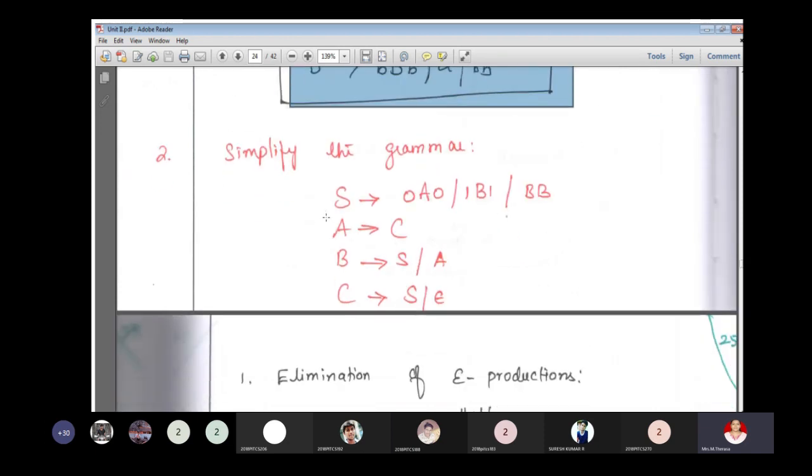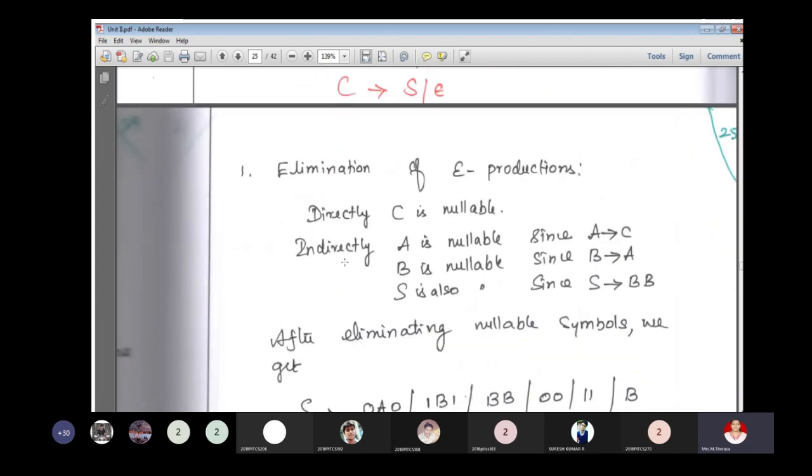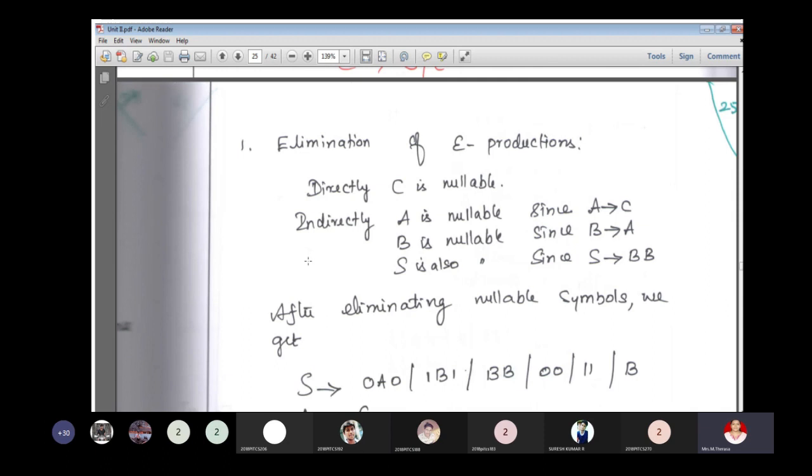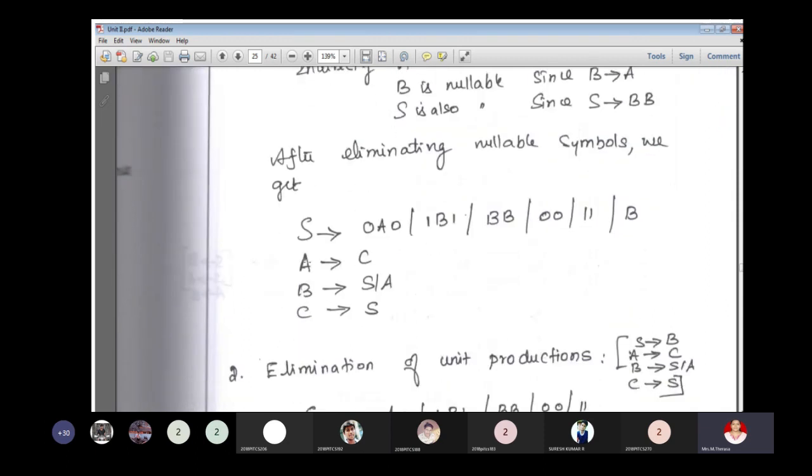Okay, we'll see another example. Simplify the grammar. S tends to 0A0, 1B1, BB. A tends to C. B tends to S or A. C tends to S or epsilon. So here we can see, first step is to eliminate the epsilon production. C is nullable because directly we are given C tends to epsilon. So indirectly A is nullable, B is nullable, and S is also nullable. So you have to eliminate the nullable variables by substituting nullable variables as epsilon. So you will be getting these set of production rules.